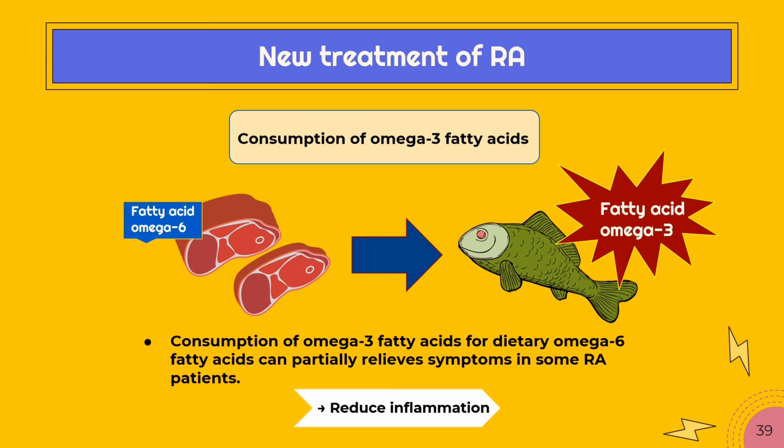Lastly, consumption of omega-3 fatty acid can be considered a new treatment of rheumatoid arthritis. Consumption of omega-3 fatty acid, for example in fish oils, in place of dietary omega-6 fatty acid, such as in meats, partially relieves symptoms and also reduces inflammation in some rheumatoid arthritis patients. And that is all on the importance and objectives of the treatment of rheumatoid arthritis. I will pass to the next TLOs.